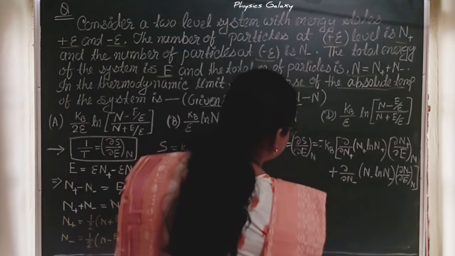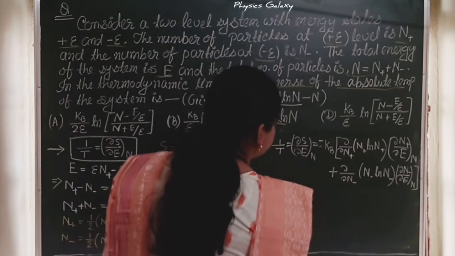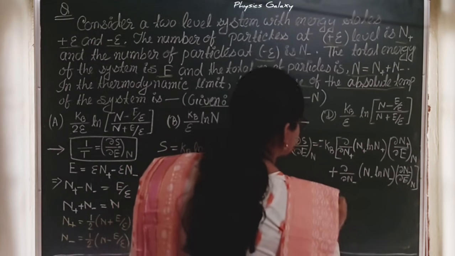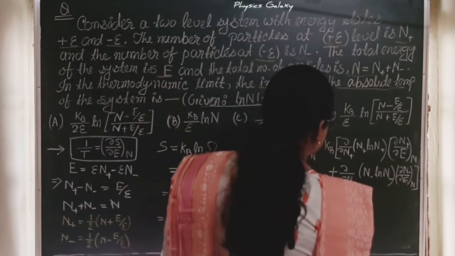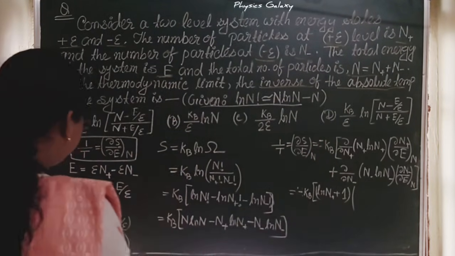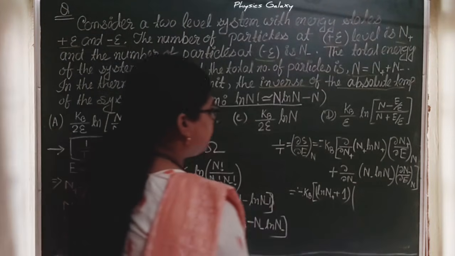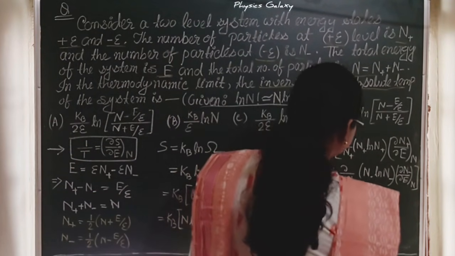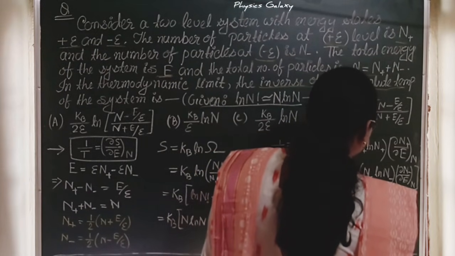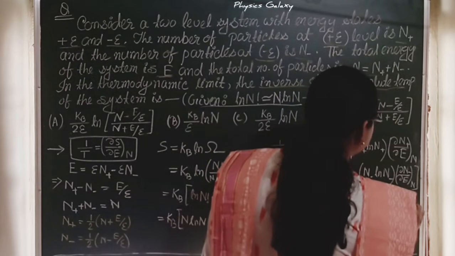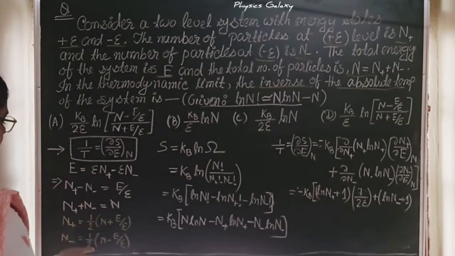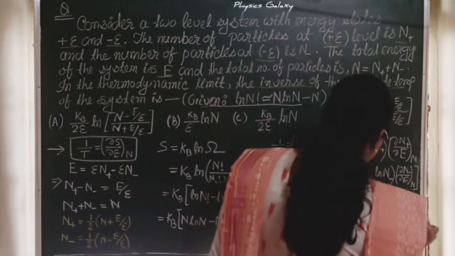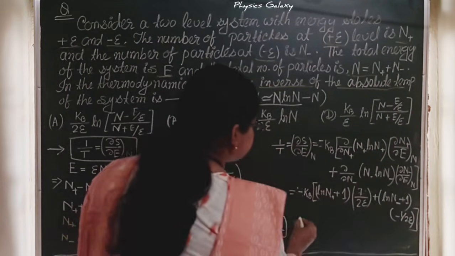Now calculate this. We will get minus Kb, ln n plus 1, and del n plus del E gives us 1 by 2 epsilon, okay, plus ln n minus plus 1, and del n minus del E gives us minus 1 by 2 epsilon. Now calculate this.